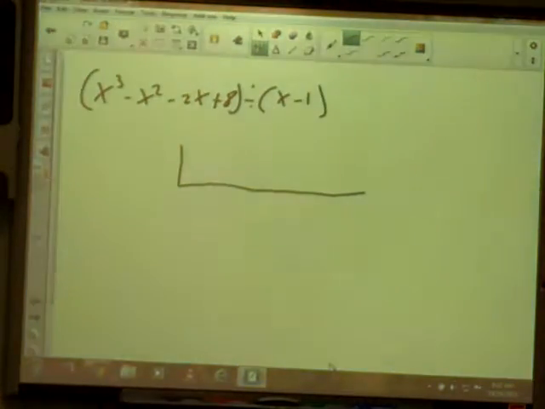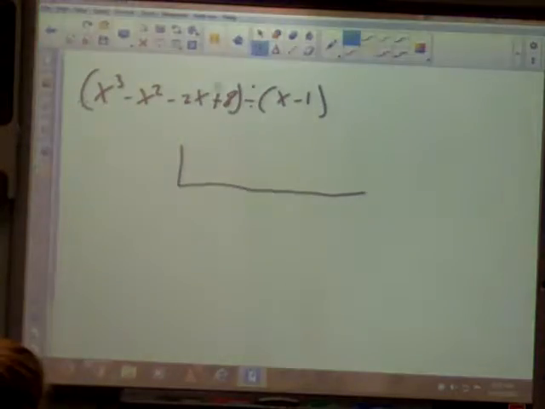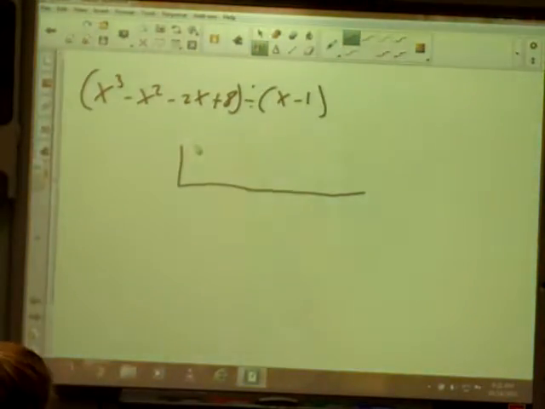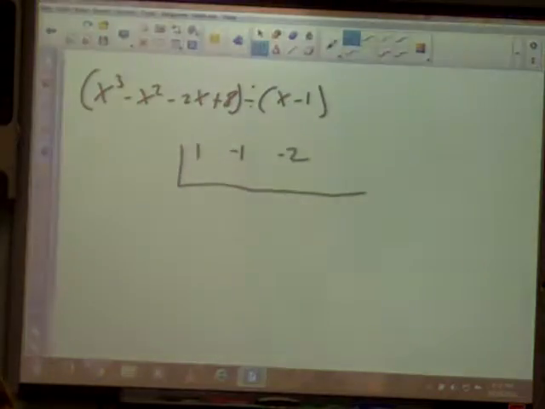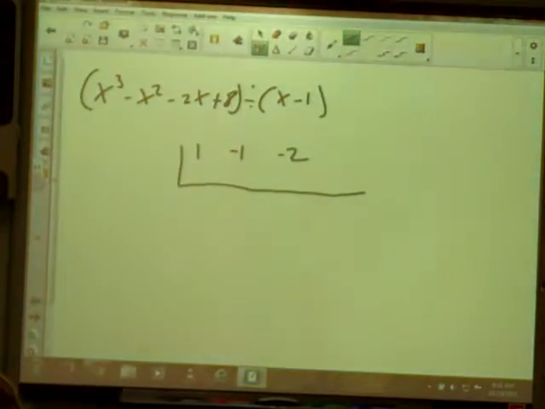So inside the box, instead of writing this whole thing, I'm only going to write the coefficients. Now, just like long division, if I'm missing something, I got to put a 0, but we're not missing anything here. So I've got a 1x cubed, I just put a 1. I've got a negative 1x squared. I've got a negative 2x. And I've got an 8. And you need a little bit of space like I left there. We're going to put other numbers in there in a minute.